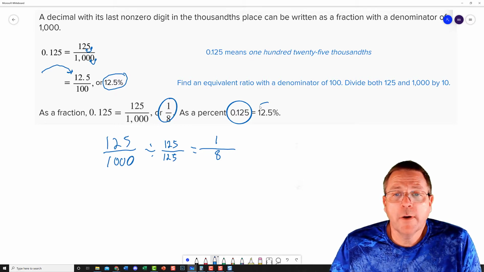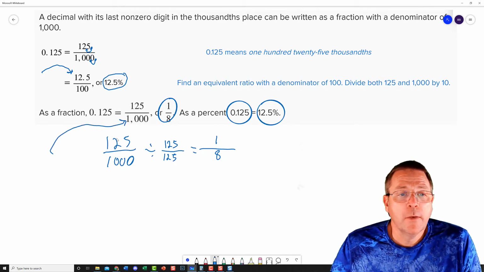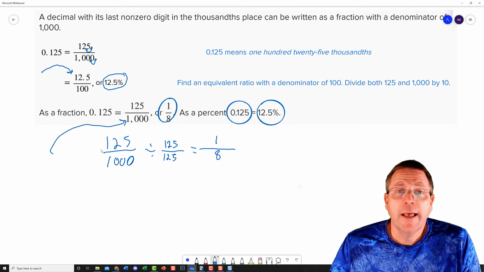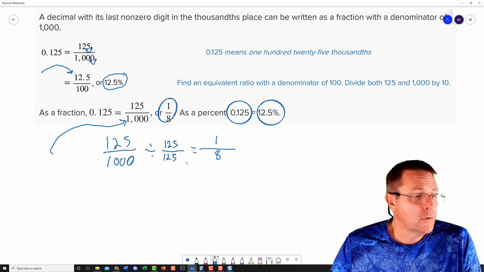So the 3 answers that you'd be looking for are the 1 over 8, the problem it started with, 0 and 125 thousandths, and the percent value of 12.5%. This part right here, the 125 over 1,000, that is just a bump in the road. This is your supporting work to get you to your answer.